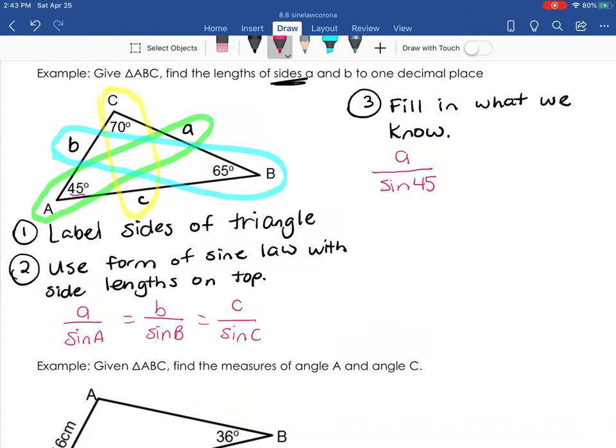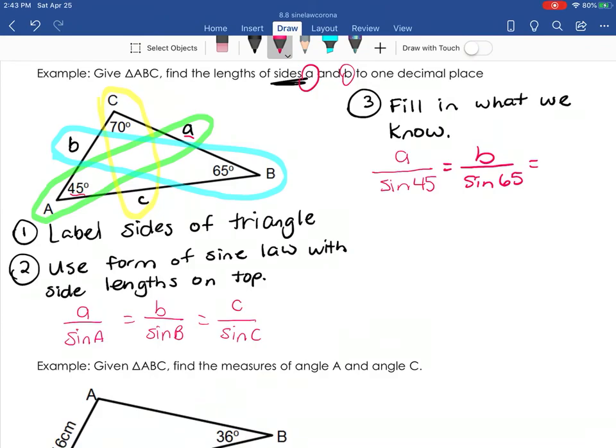I had kids who did this last semester. I had kids who didn't. It really depends what you like. Okay? So now angle A is 45. It goes with side A across from it, but we don't know that. We don't know what A is, and it's in the question what we're asked for, right? Same thing with B. We don't know side B, but we know angle B is 65.